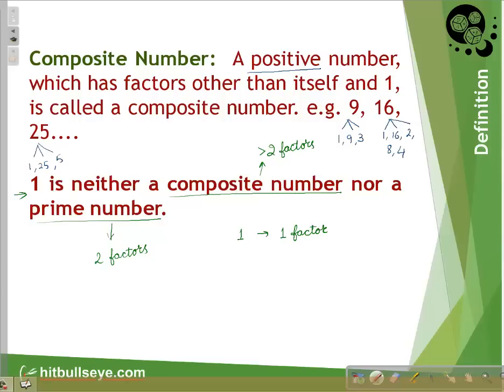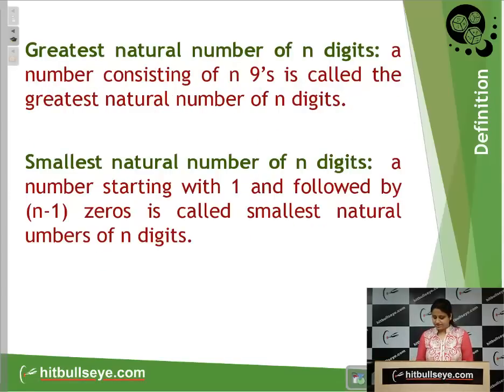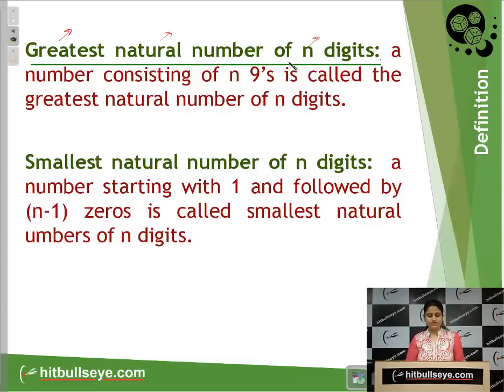Now come to the next thing. This is the greatest natural number of n digits. See, you can see this word, greatest natural number of n digits. A number consisting of n nines is called the greatest natural number of n digits. We can take a smaller example. If I want to write the greatest natural number of 2 digits, suppose I take n as 2, that will be 99. If I want to write the greatest natural number of 3 digits, it will be 999. I mean, you write 9 every time. N number of times you write 9, that will be the greatest natural number of n digits.